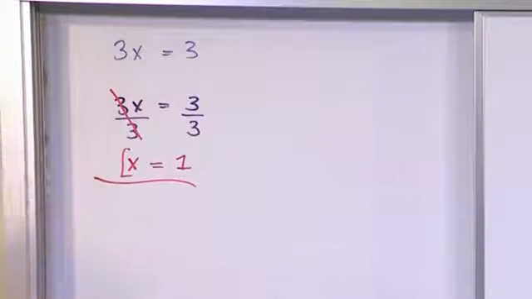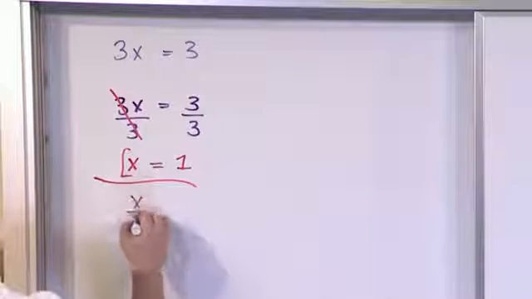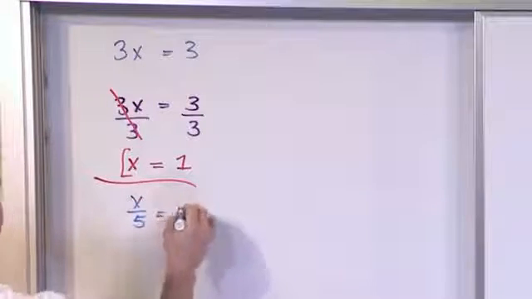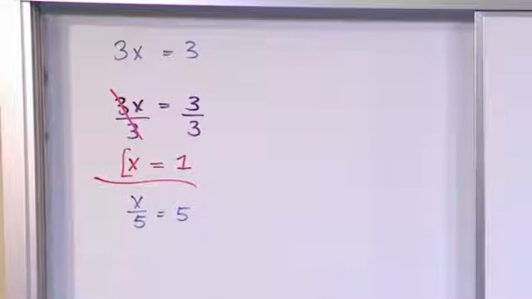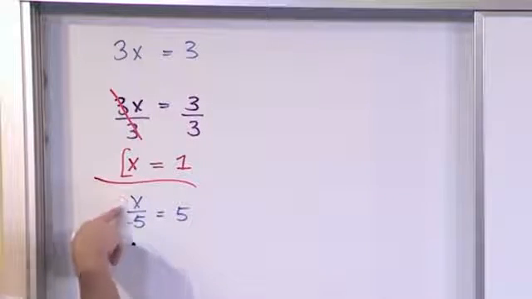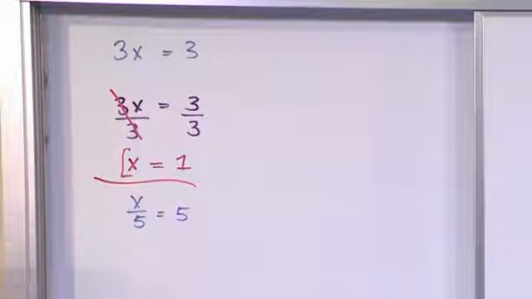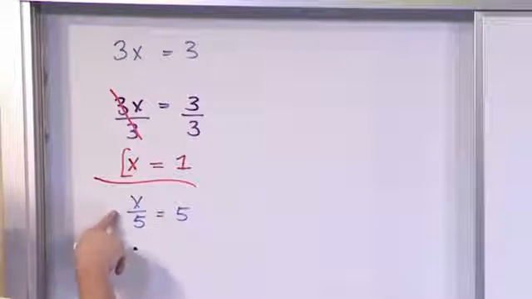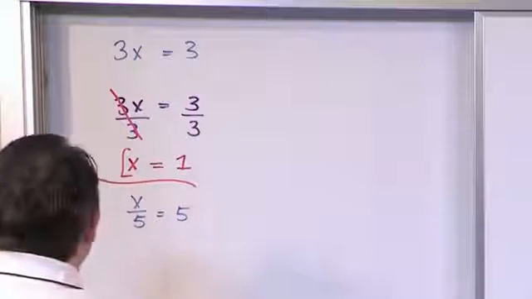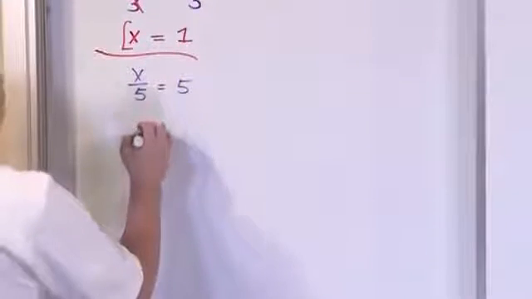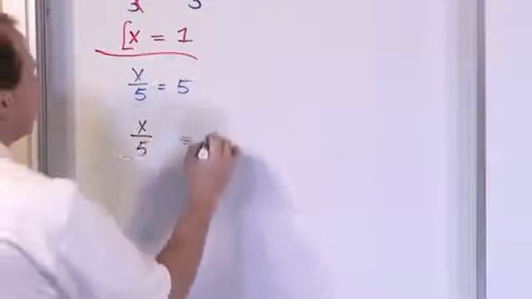Okay, so what if you have x divided by 5 is equal to 5, and you want to solve for x? Well, again, you're trying to solve for x, but you have division going on here. So you want to get x by itself, you have to use the opposite of division. You want to use multiplication to do that. So let's rewrite the problem. X over 5 equal to 5.